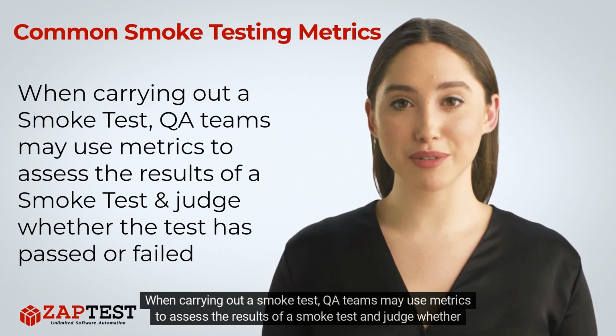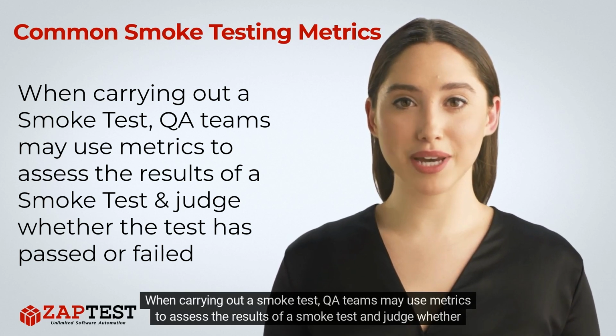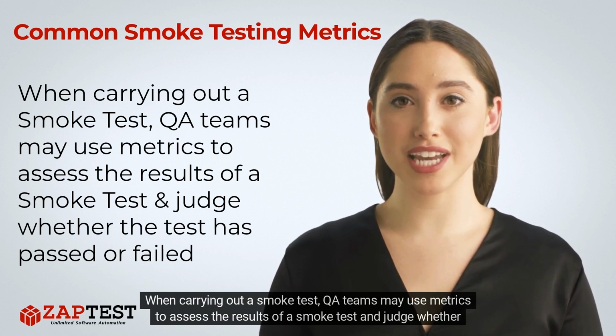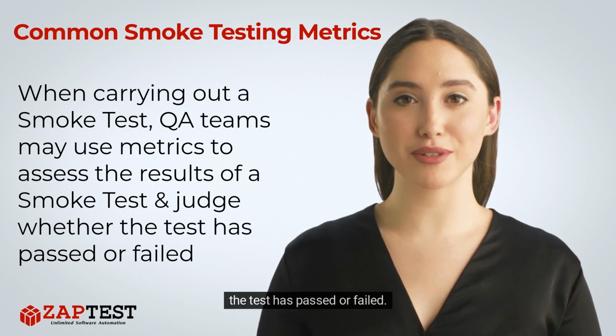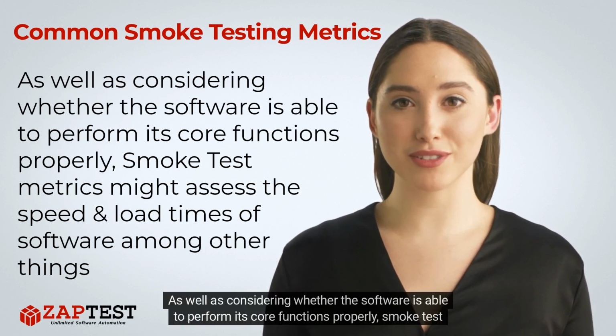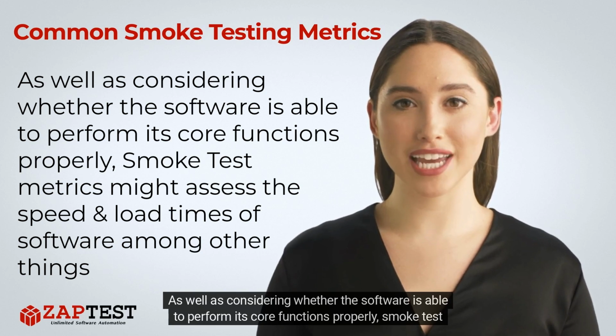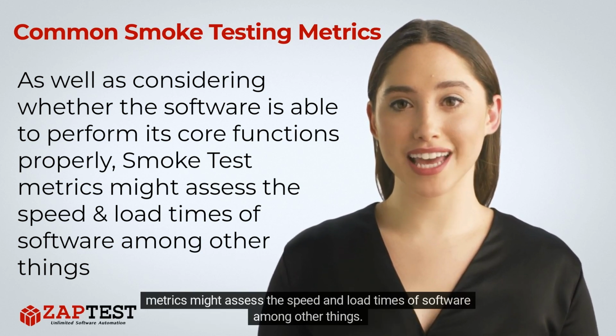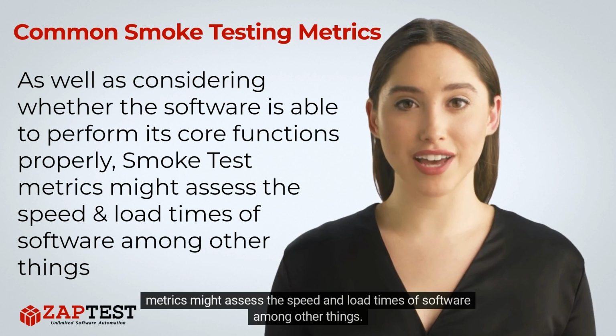When carrying out a smoke test, QA teams may use metrics to assess the results of a smoke test and judge whether the test has passed or failed. As well as considering whether the software is able to perform its core functions properly, smoke test metrics might assess the speed and load times of software, among other things.